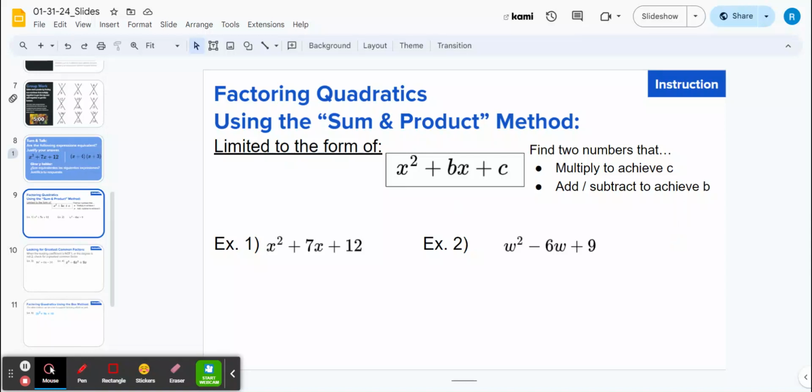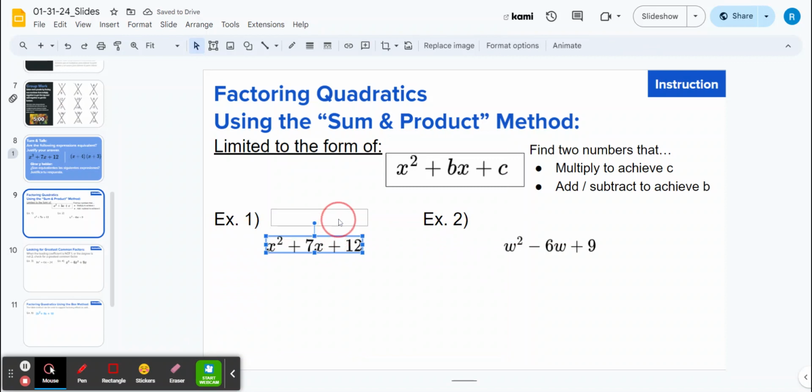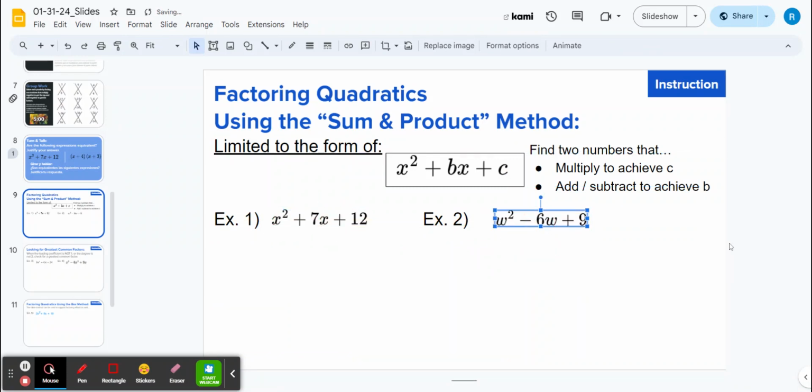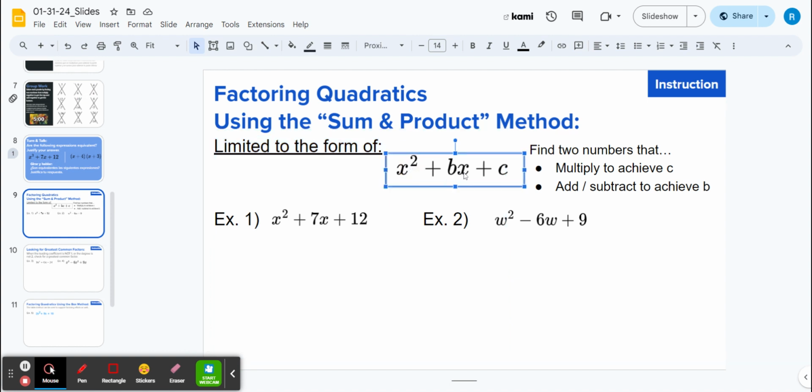All right, so we've spent a lot of time over the last couple of days making sure that we knew how to rewrite equations in factored form using our graphing. And we can also jump from standard to factored form using what's called the sum and product method. So this is a really powerful thing, but it's limited to the form of x squared plus bx plus c.